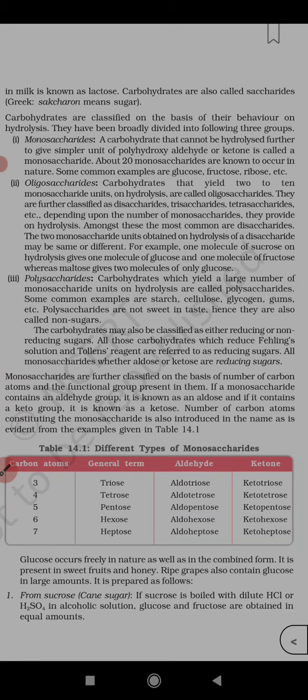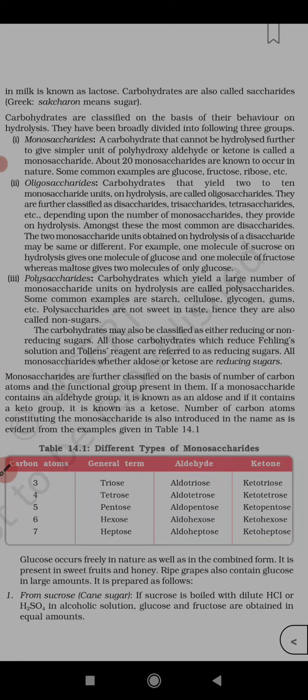Now talking about polysaccharides, monosaccharides do not give any product on hydrolysis; they cannot be hydrolyzed into simpler units. Oligosaccharides give 2 to 10. Polysaccharides are carbohydrates which yield a large number of monosaccharide units on hydrolysis, more than 10. Some common examples are starch, cellulose, glycogen, gums, etc. Polysaccharides are not sweet in taste, so they are also called non-sugars.